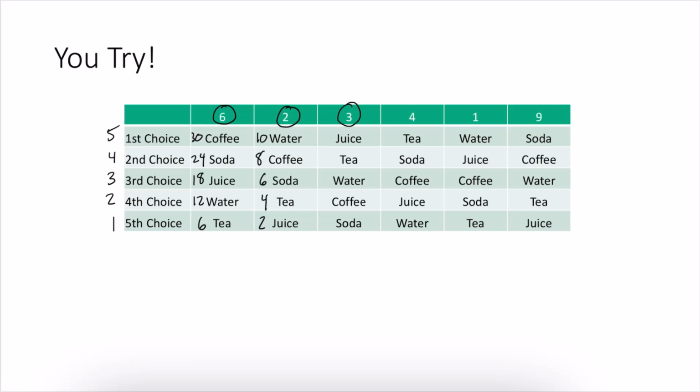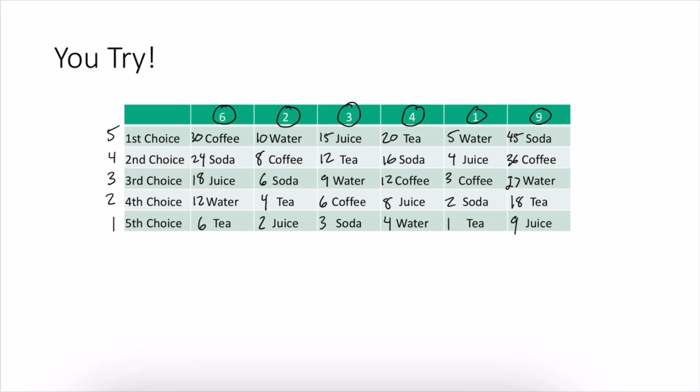And then these 3 votes will contribute 15, 12, 9, 6, and 3 points to each of those options. These 4 votes will contribute 20, 16, 12, 8, and 4 points. This 1 vote will contribute 5, 4, 3, 2, 1 points to each of those. And then these 9 votes will contribute 45, 36, 27, and 18 and 9 points to each of those.